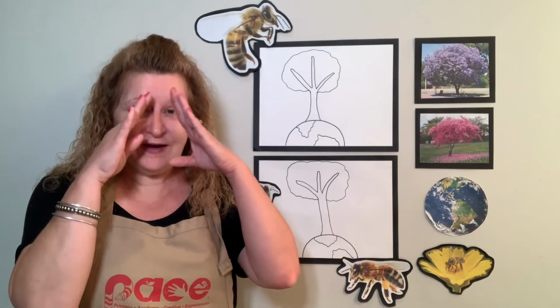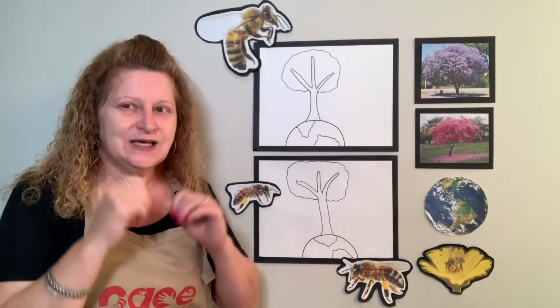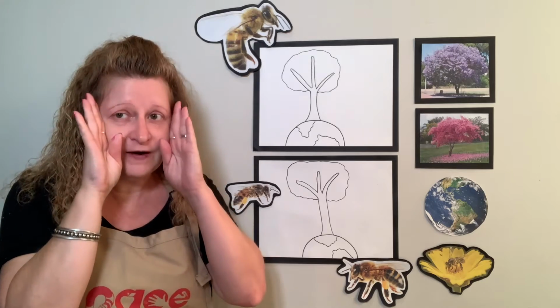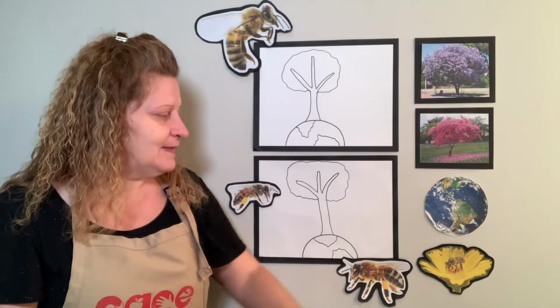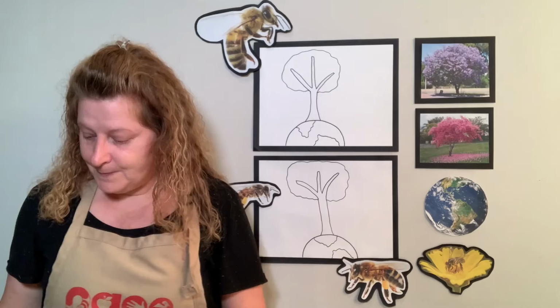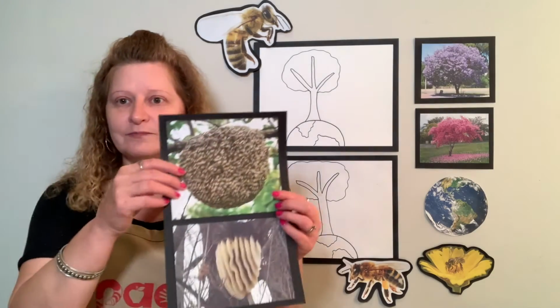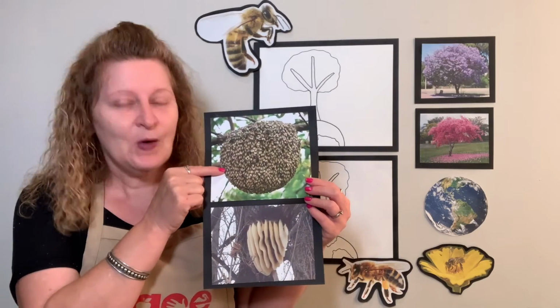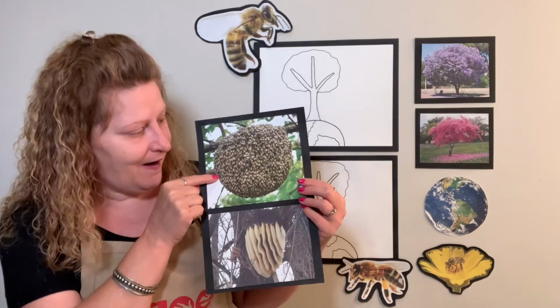Now, the pollen also goes over their eyes. And so they use their front legs and they sort of clean off their eyes. And they bring this pollen back to this. Does anybody know what this is called? Well, this is a beehive.